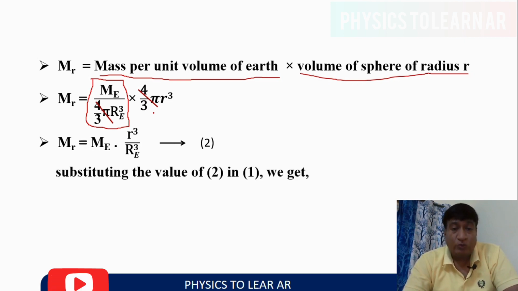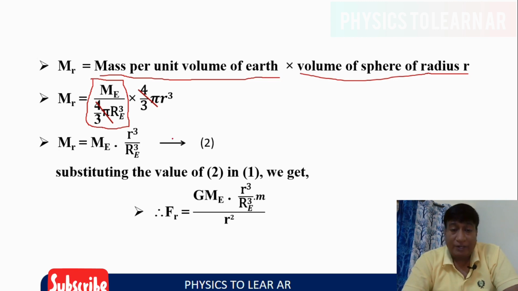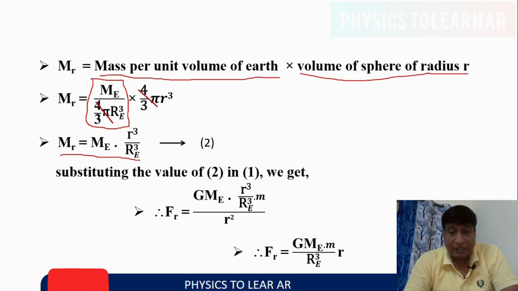By substituting this value in equation 1, we get F of r is equal to capital G into the mass of the earth into small r cube by Re cube into m by r square. This is the value of Mr, the mass of the earth at a distance r. With this, it gets cancelled, and finally I can write F of r is equal to capital G into M suffix e into small m by Re cube into r. So this is the gravitational force which acts inside the earth. If the r value is changing, then the force is also changing.